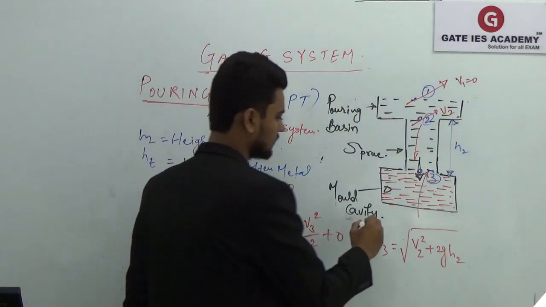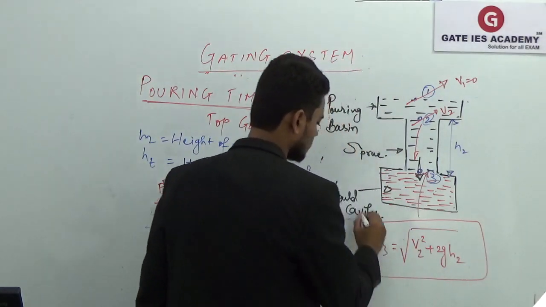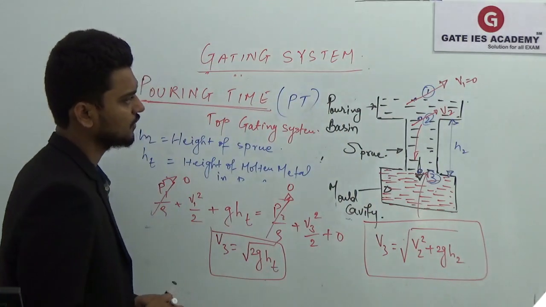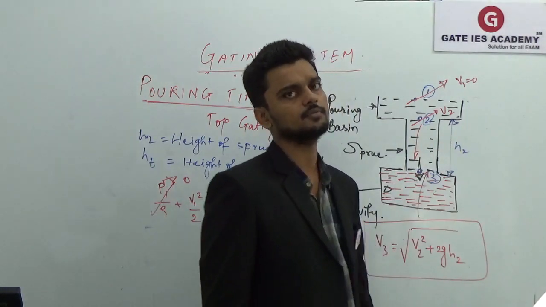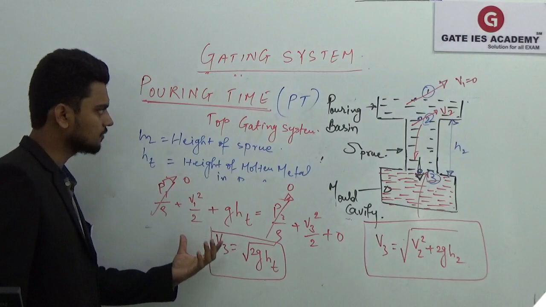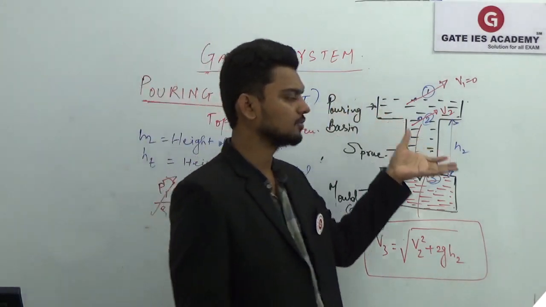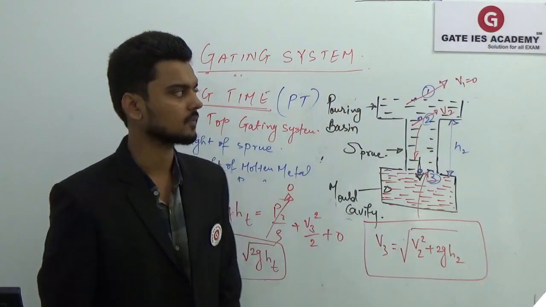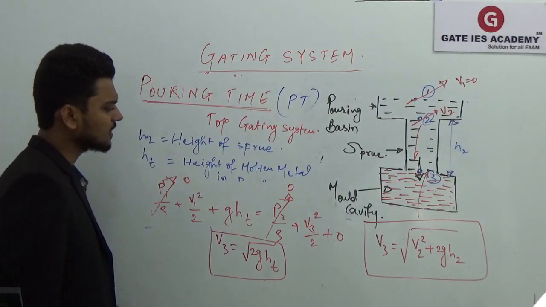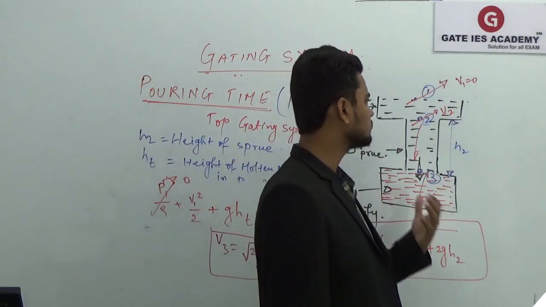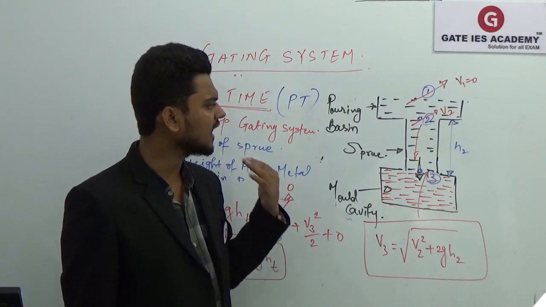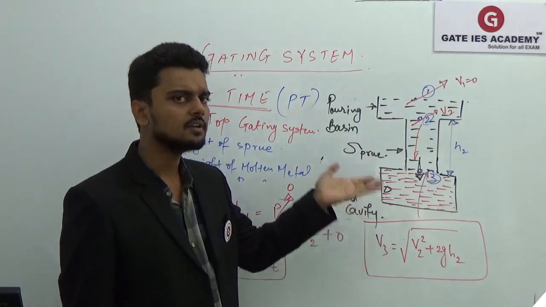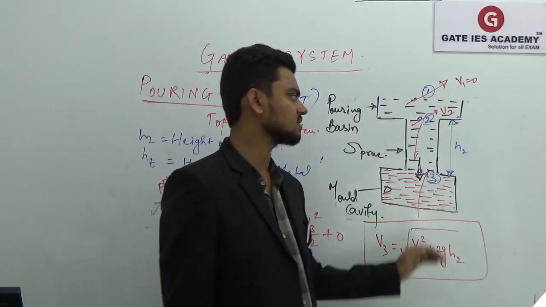So this velocity is in terms of the velocity at the entry of the sprue and the height of the sprue. The earlier one is for when you know the height of the molten metal in the pouring basin. Okay. So in this way, by applying the Bernoulli equation, we can find out the velocity at different locations in your gating system.